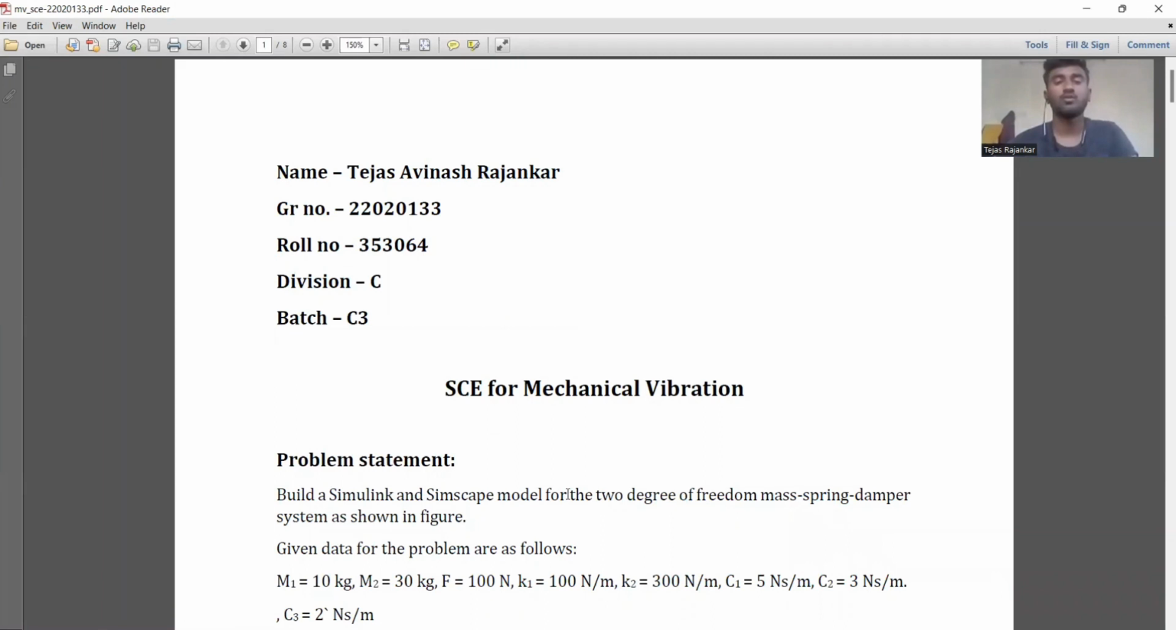Today's topic for SCE of mechanical vibration is simulating and modeling a 2 degree of freedom mass spring damper system. Talking about the introductory or theory part, there are many systems which require multiple coordinates to express the motion in the world. There are many examples of systems with 2 degrees of freedom, which require two equations of motion. The example of 2 degree of freedom which I used to model on Simulink is as follows.